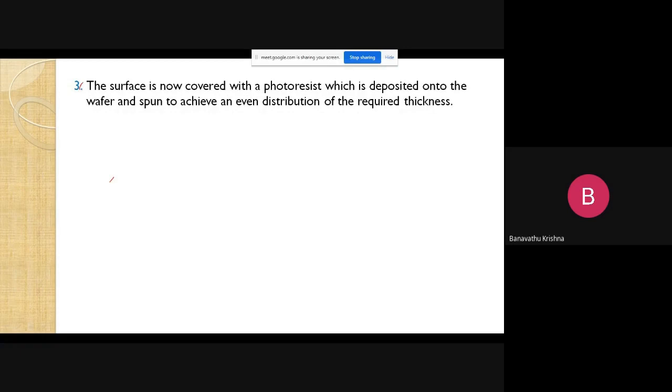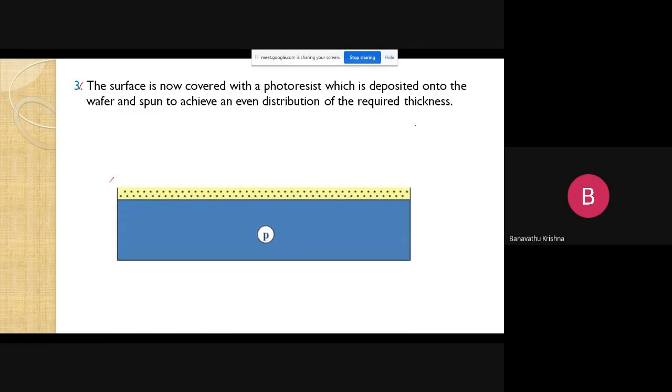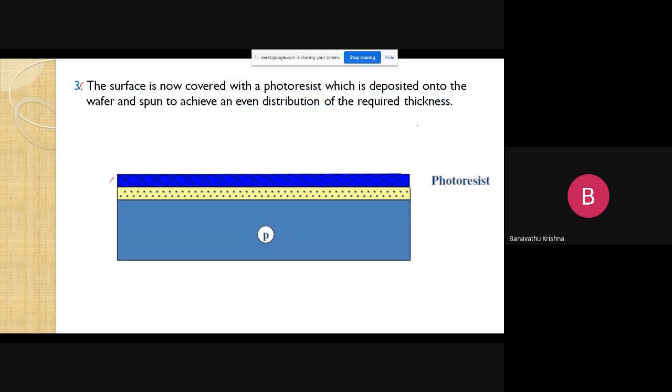And the third step here is that the surface is now covered with the photoresist, which is deposited onto the wafer and spun to achieve an even distribution of the required thickness. As I told you, we need to cover the entire surface with a photoresist layer over the wafer. We need to make the surface with the required thickness. That's why we cover the entire surface with the photoresist layer. And if there are any ups and downs on the surface, they will be covered by this photoresist layer. So this photoresist layer is covered over the entire surface of this wafer cut for the required thickness, right?